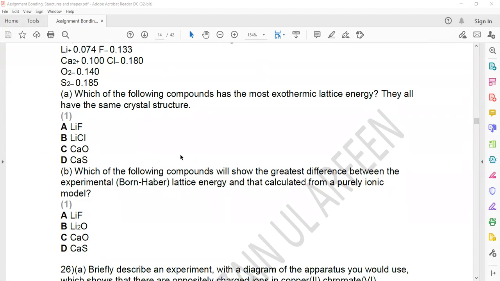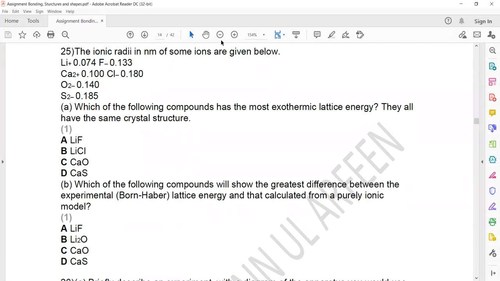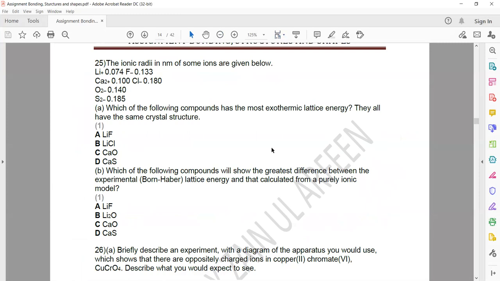Which of the following compounds shows the greatest difference between the experimental and theoretical values? So for this difference, the size of the positive ion should be smaller, the size of the negative ion should be greater, and the charge of the positive ion should be greater. So when we compare calcium sulfide, calcium is plus 2, sulfur is minus 2. And so its size should be larger, so it will have a greater distortion. That's why D will be the right answer for the second part.